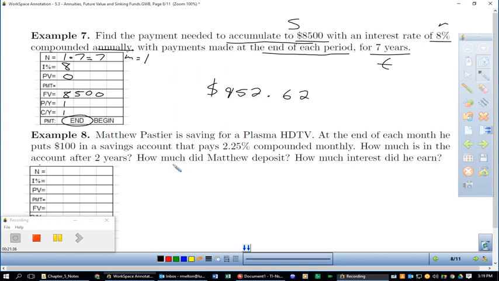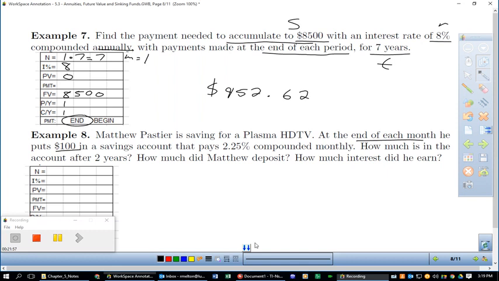So there's our payment. Okay, example 8. Matthew Pasteur is saving for a plasma HD TV. At the end of each month, he puts $100 in a savings account. So that's how much he's putting in.